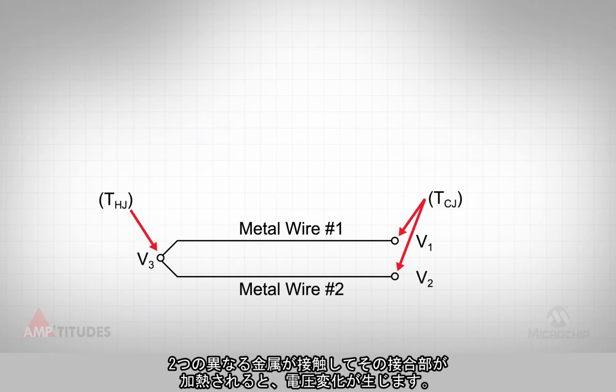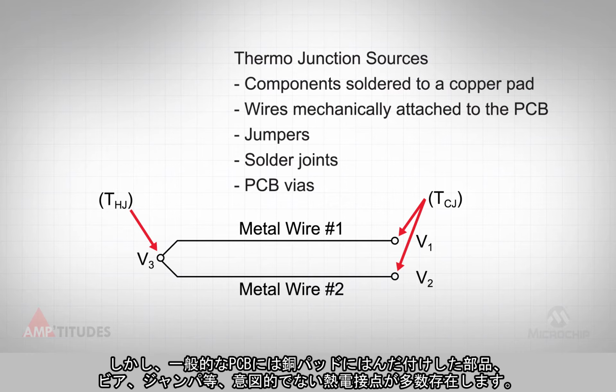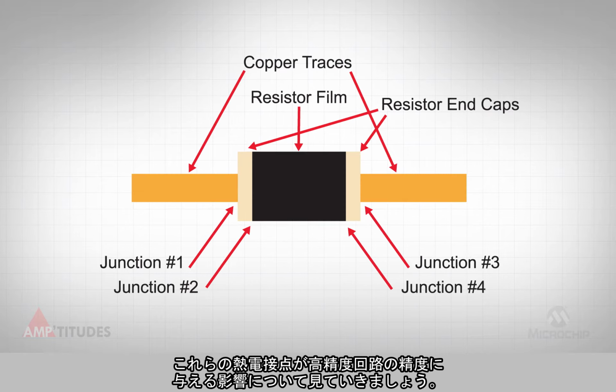When two dissimilar metals come into contact and that junction is heated, a voltage shift will occur. This is commonly known as the Seebeck effect and is the basis of how thermocouples are used to measure temperature. However, there are lots of unintended thermal junctions on a typical printed circuit board design, such as components soldered to the copper pad, vias, jumpers, and so forth. Let's take a look at how these thermal junctions can affect the accuracy of a precision circuit.